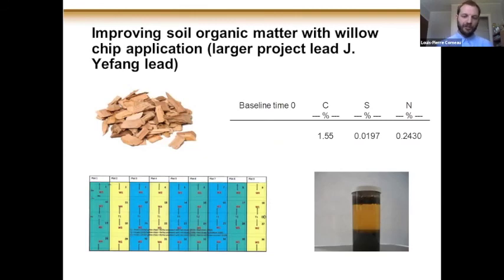For our part of the project, we are looking at the effect of the willow on the soil carbon, or the soil organic matter, and the different pools of soil organic matter. This project is supposed to start this summer, and we have the baseline, which is a very low amount of soil carbon. We hope that with the addition of willow we will see for how long the willow will have an effect on the soil organic matter, and in which carbon pool this extra soil organic matter will go.